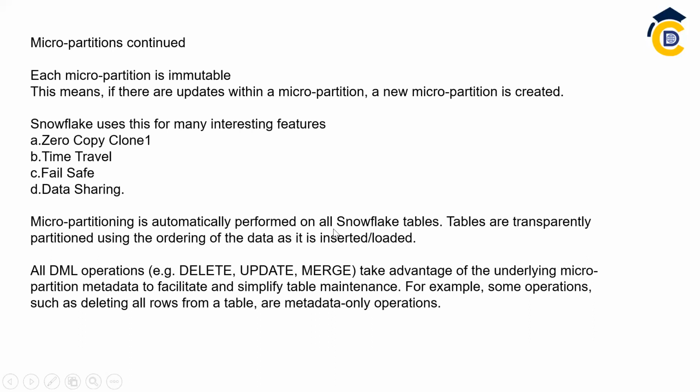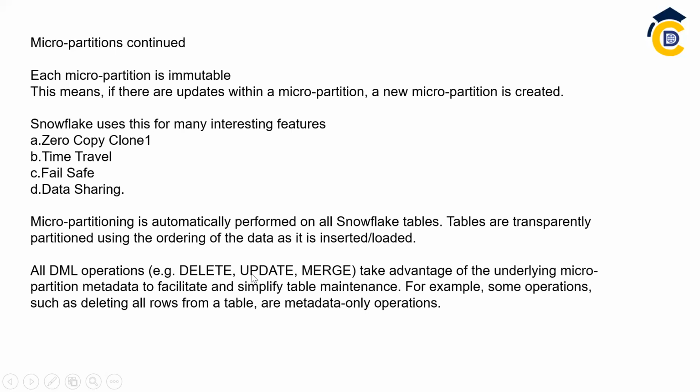Micro-partitioning is automatically performed on all Snowflake tables. Tables are transparently partitioned using the ordering of the data as it is inserted and loaded. That's what we have seen. As the data is inserted, partitions will be created as per that order. Snowflake will do no brainstorming or analyzing of the data. This is an efficient way to do it. It will simply say, this row has come first, go to partition 1, this row has come 10th, go to partition 2, and so on.